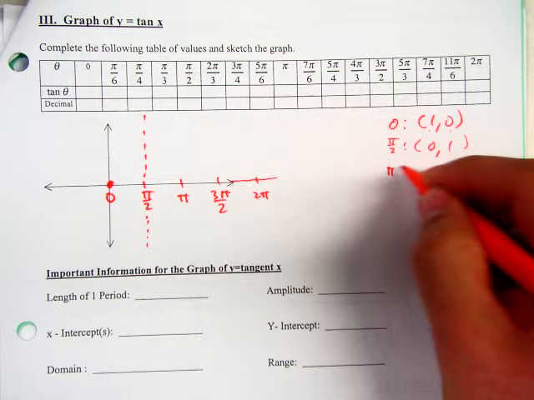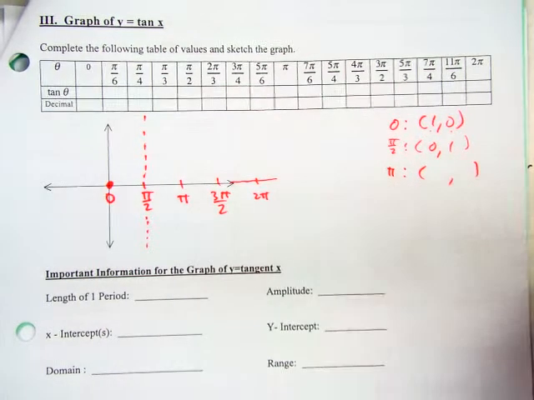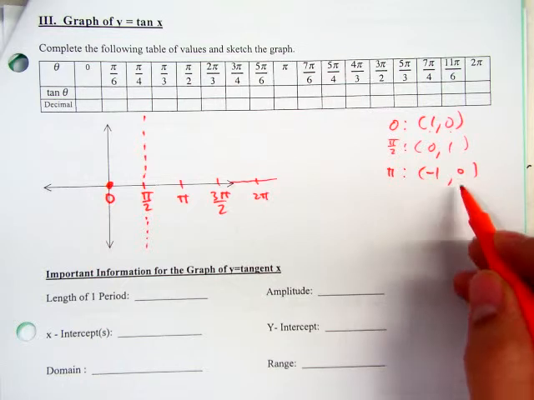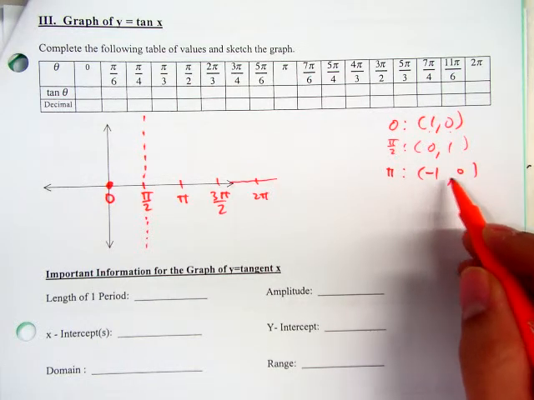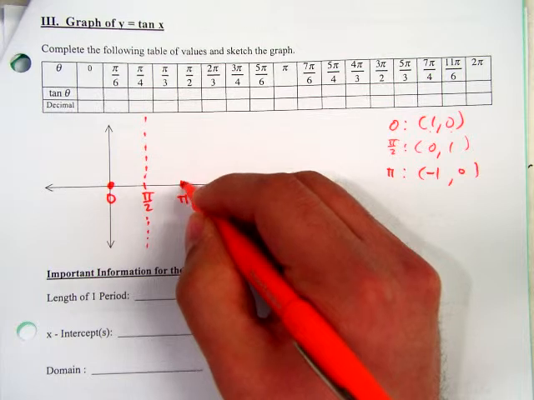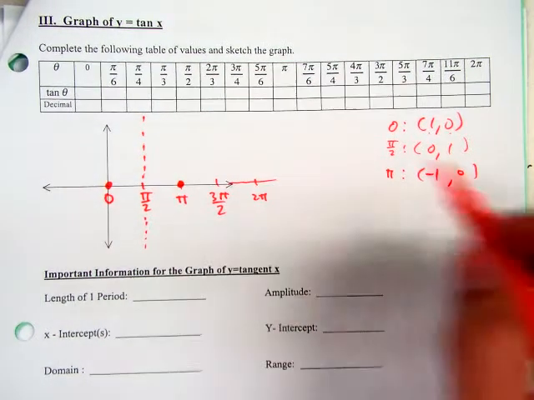Now for pi, now it's -1, 0. But we still do y over x to figure out tangent. And 0 over anything is 0. Well, I should say 0 over -1 is 0.